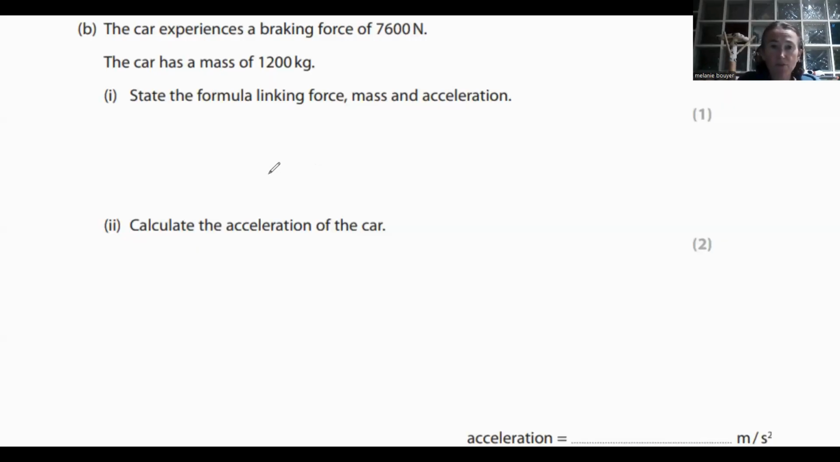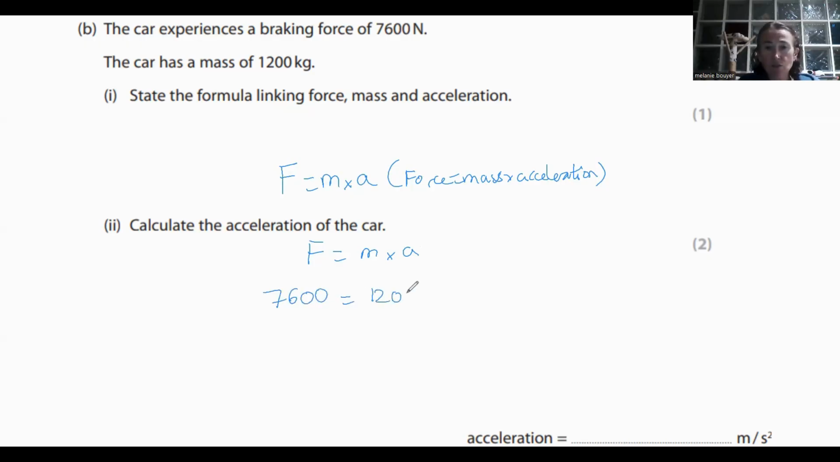Okay, so if you remember from Newton's second law of motion, F equals m times a, or force equals mass times acceleration. For any calculation, I would always say, write your equation first, do your substitution, then you're rearranging and write your answer. So F equals ma, force is 7,600 Newtons, mass is 1,200 kilograms. There's no need for converting any unit. We've got the right units, we've got Newtons and kilograms.